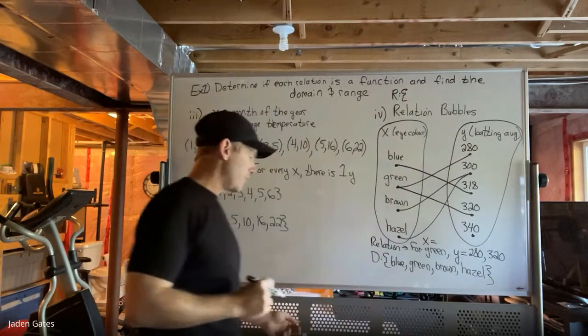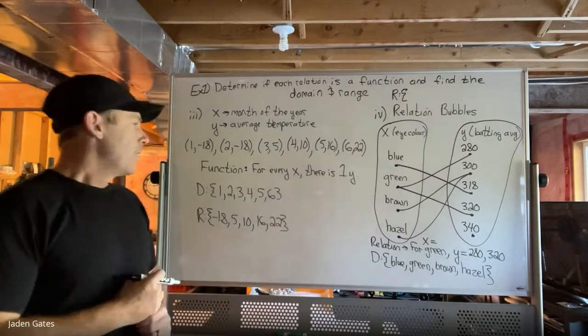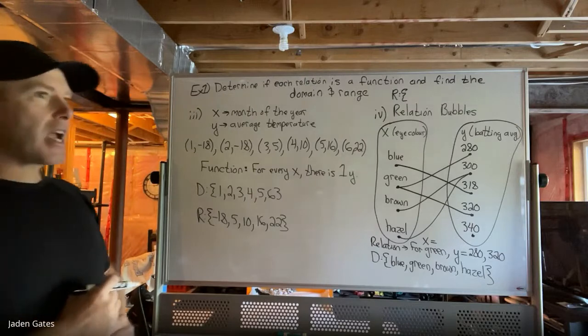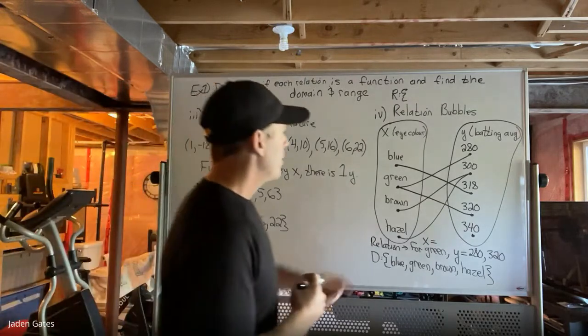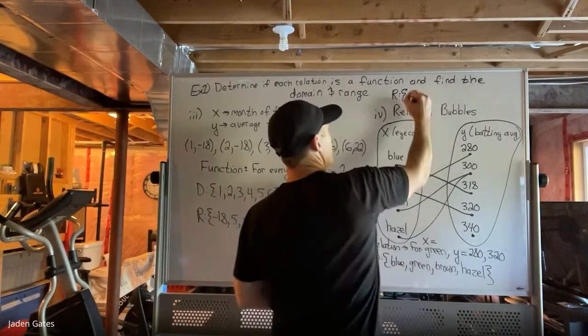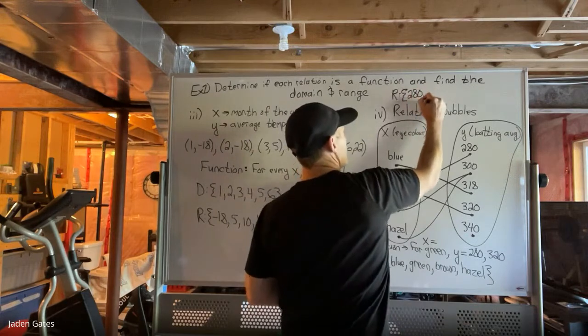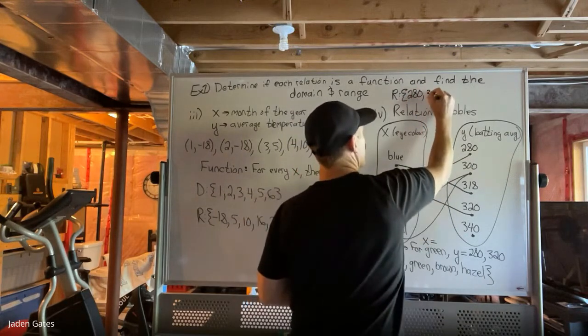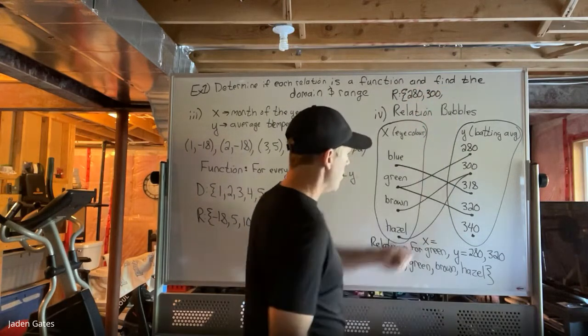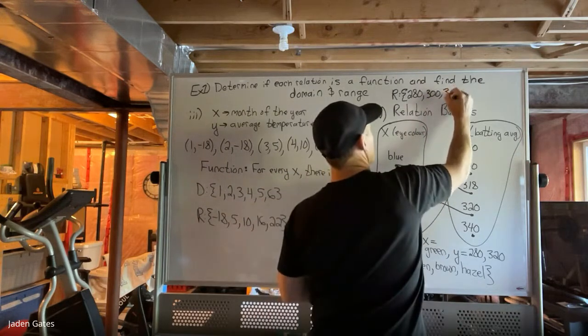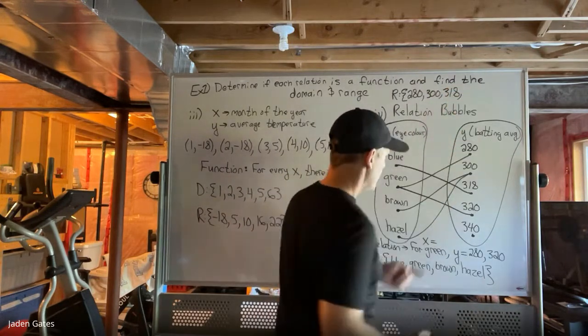Let's get used to my new whiteboard here. All right, and it's all possible batting averages. So we got 280, 300. Again, we don't have to write them in numerical order here. 318, 320.